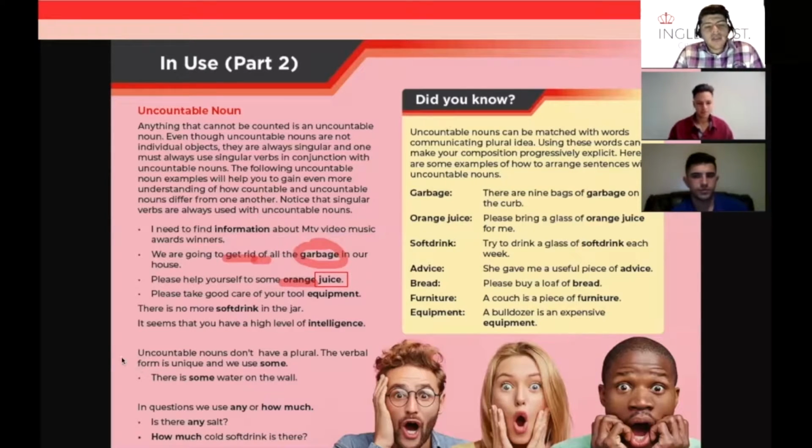Okay, uncountable nouns don't have a plural. The verbal form is unique and we use some. Okay. Entonces, con los uncountable nouns, como no tenemos un plural, utilizamos some. There is some water on the wall. Ok. Piensen por favor cada uno en un ejemplo que me puedan decir of one uncountable word, de una palabra uncountable. Y díganmelo cuando estén listos.